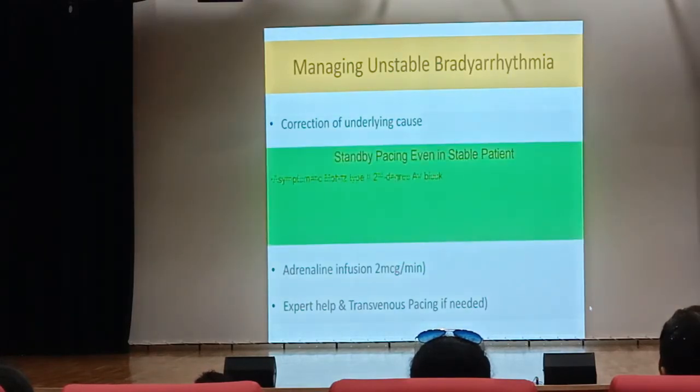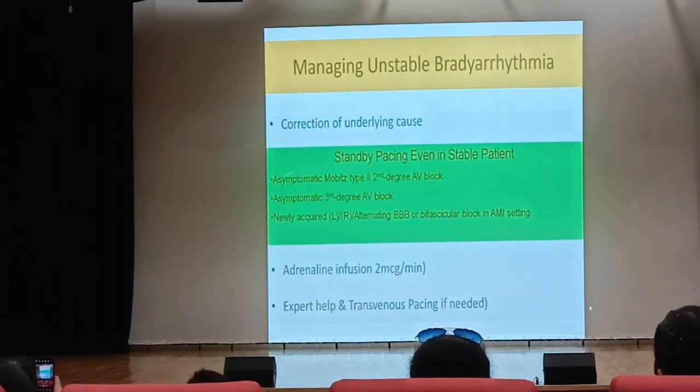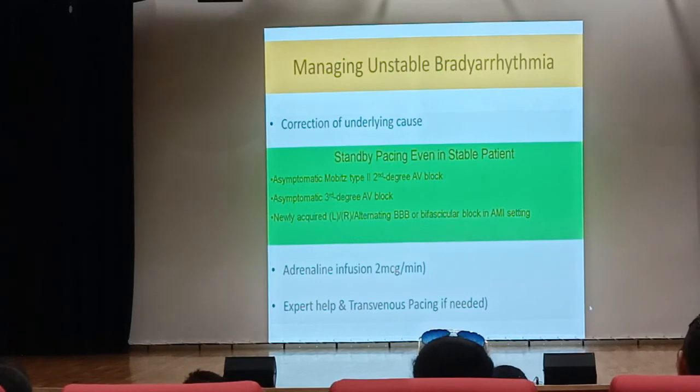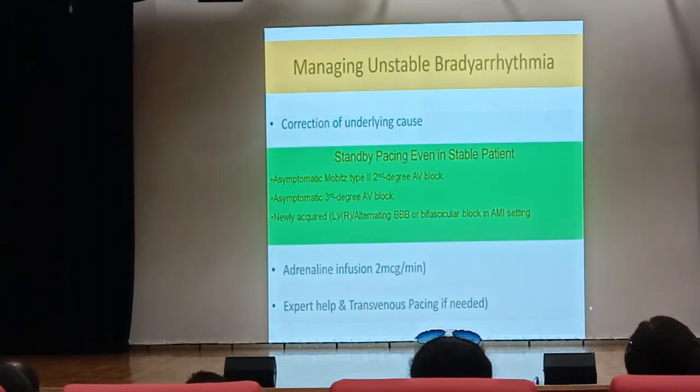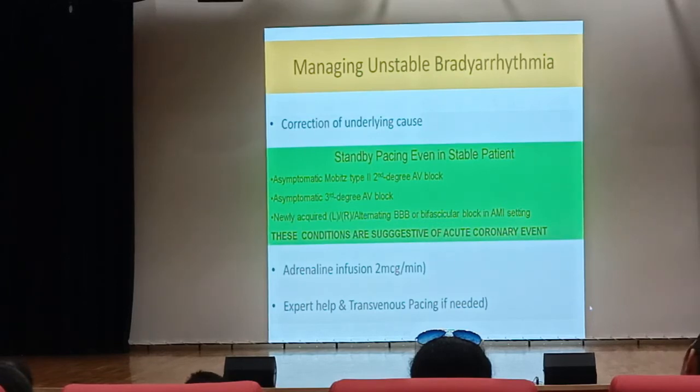There are certain conditions where, even when the patient is stable, you still need standby pacing, and these three conditions are asymptomatic Mobitz type 2 second degree block, any asymptomatic third degree AV block, or any newly acquired alternating bundle branch block. Suppose you look at the ECG at 2 p.m., it was right bundle branch block, and when you look at 4 o'clock, it was left bundle branch block. It means there is an alteration in the bundle branch block, and all three of these conditions are actually suggestive of an acute coronary event. So here you must have standby pacing for these kinds of patients.